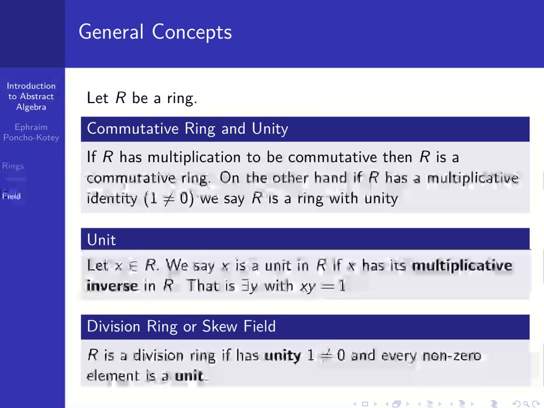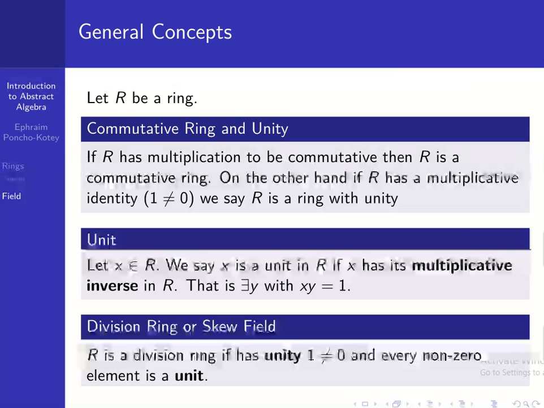Now division ring or skew field. So a skew field or division ring is just a ring that is a ring with unity, and it also has to be a division ring. And take note, there's an extra condition that every non-zero element is a unit. So for you to define a division ring, you have to know commutative ring and what it means for a ring to have unity. Then what does it mean to be a unit? So a division ring has unity, and every non-zero element is a unit.